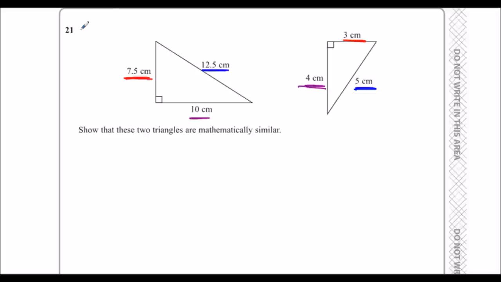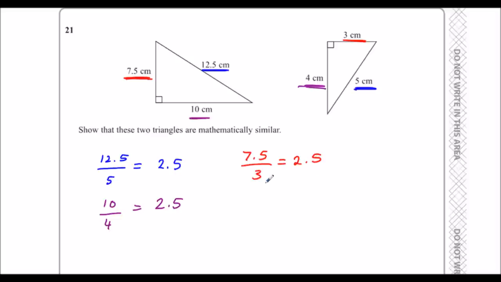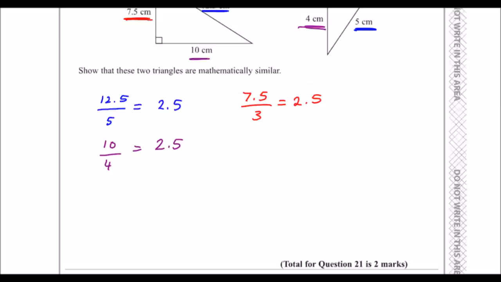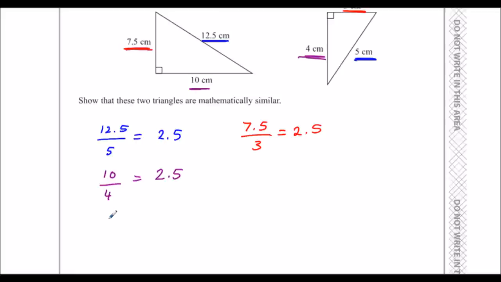So we need to work out the scale factor for each of these. So 12.5 over 5, what do you times 5 by to get 12.5? That should be 2.5. Same with 10 and 4. What do you times 4 by to get 10? So 10 over 4, that's 2.5. And what do you times 3 by to get 7.5? That's 2.5. So they've got the same scale factor for each length, so they are similar. So same scale factor for each side.